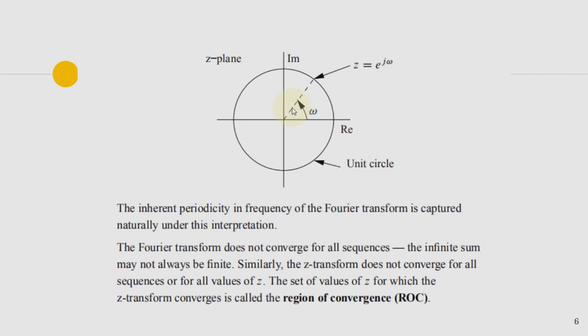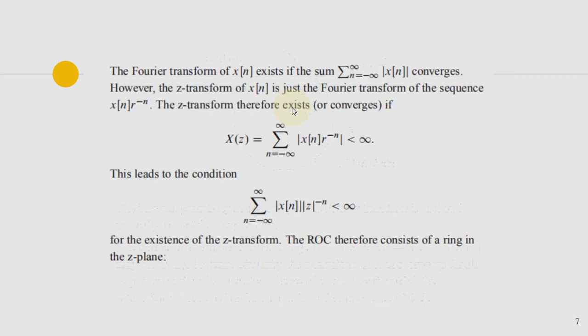The Fourier transform does not converge for all sequences; that is, the infinite sum may not always be finite. Similarly, the Z transform does not converge for all sequences or for all values of z. The set of values of z for which the Z transform converges is called the region of convergence. The Fourier transform of x of n exists if the sum n equal to minus infinity to infinity of mod of x of n converges. Then and only then does the Fourier transform converge.